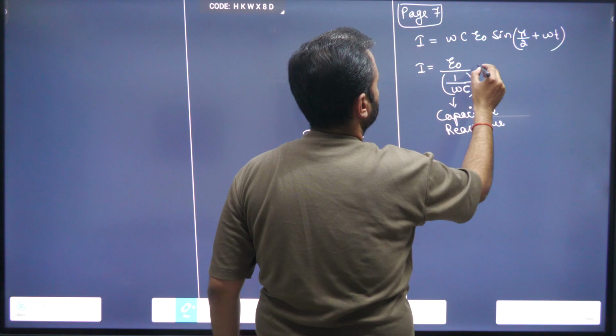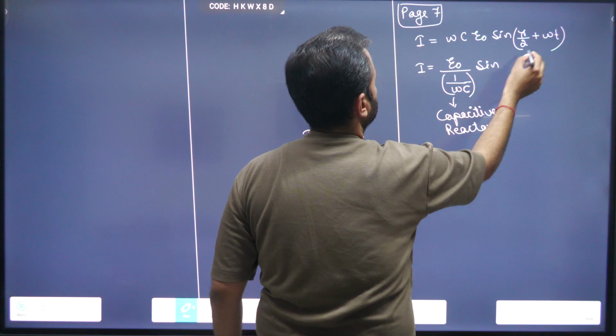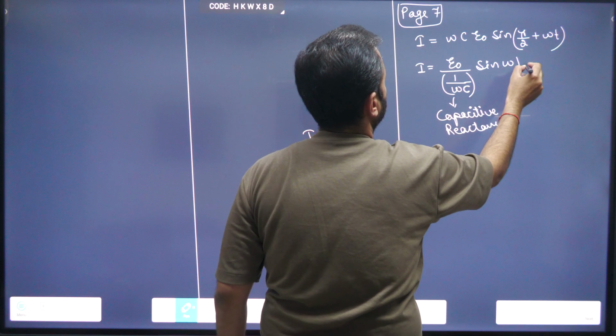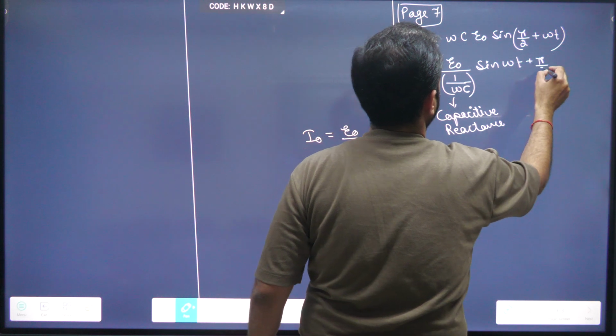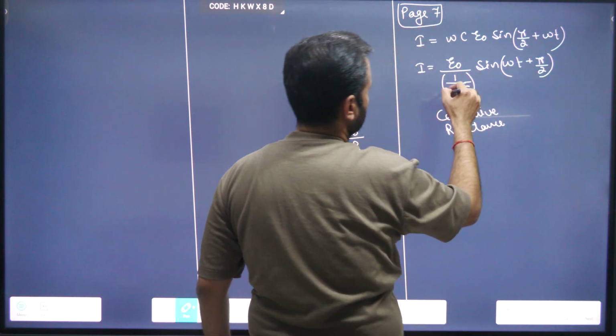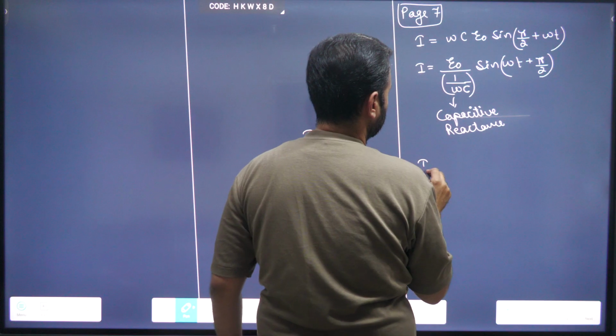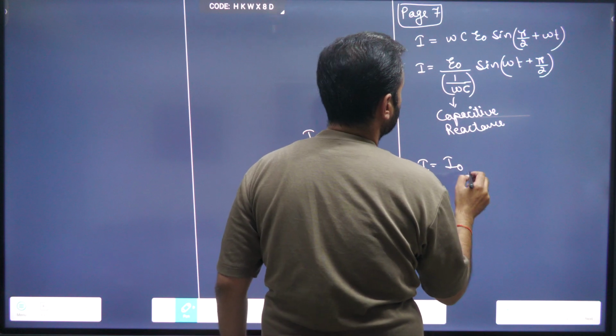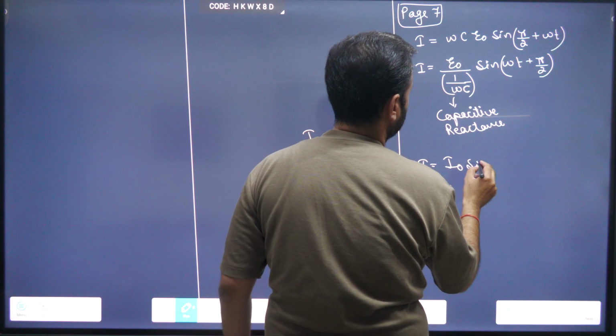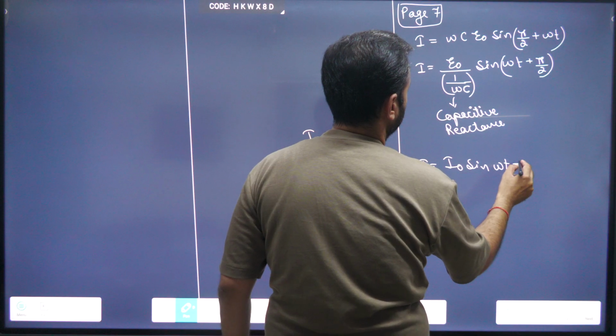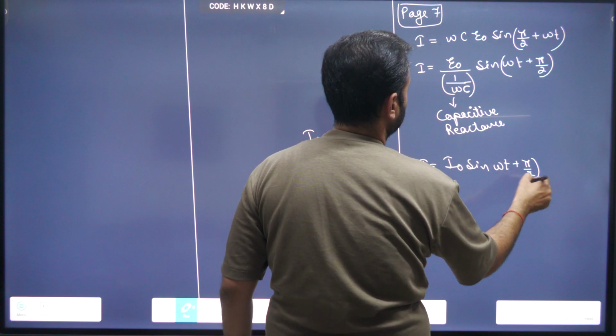Okay, and let's write sine of omega t at the first place and pi by 2 at the second place. What is this E naught upon 1 upon omega C? This is I naught in this case. I is equal to I naught sine omega t plus pi by 2.